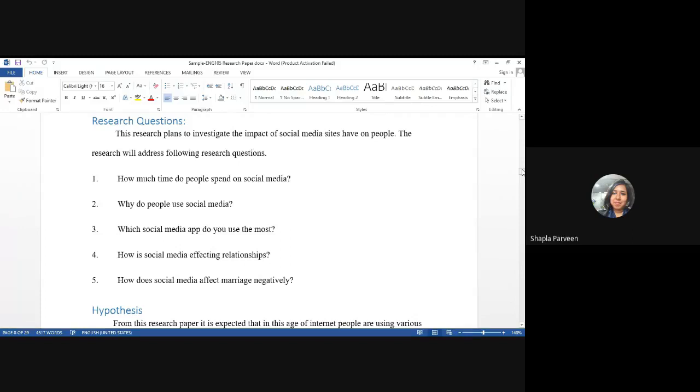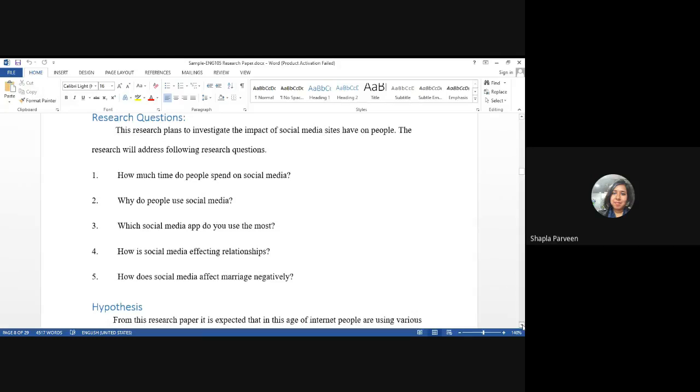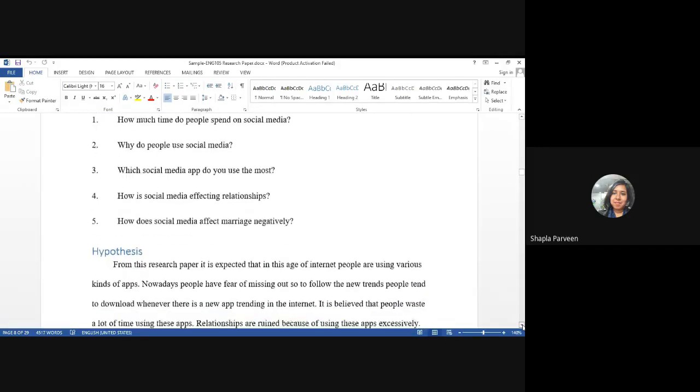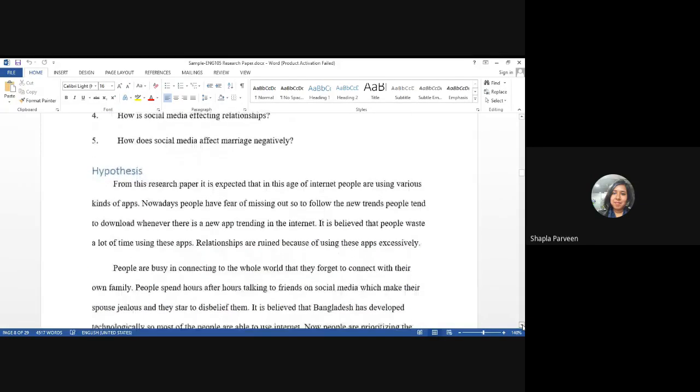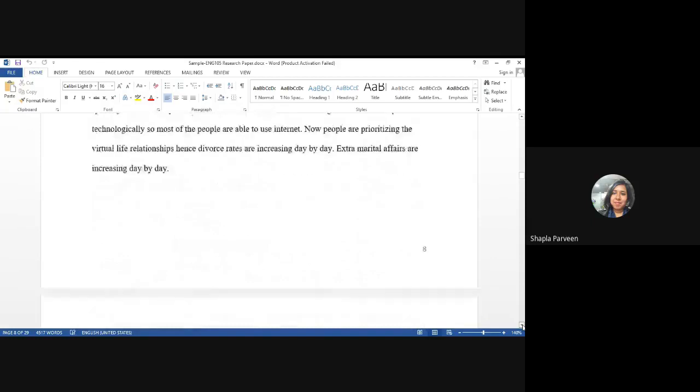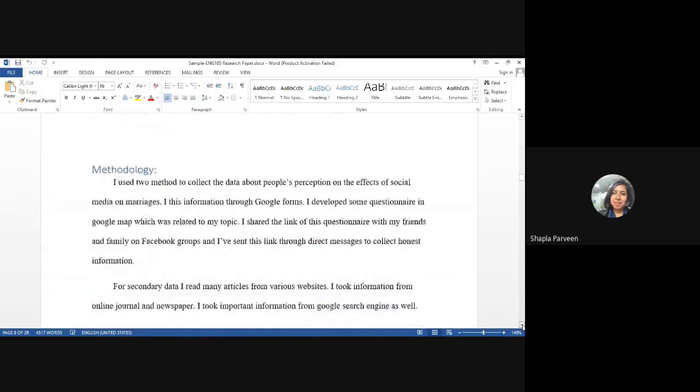But please make sure to change the tense. Instead of writing this research plans, you should write this research paper has investigated the following research questions. So change the tense for these. Then the hypothesis section, then you've got methodology.